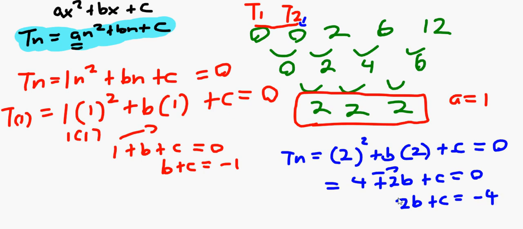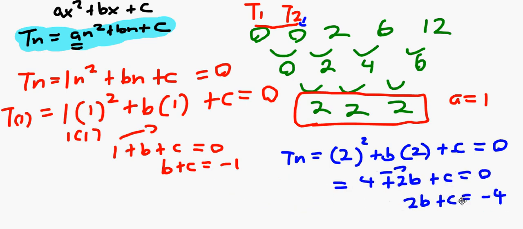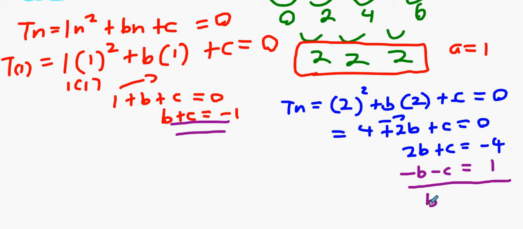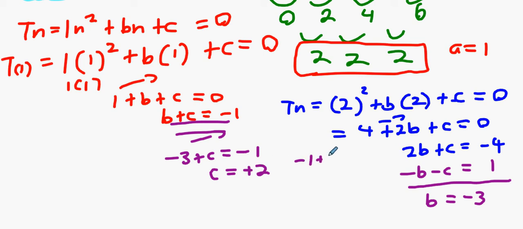Now, you have your simultaneous equation set up now, don't you? So what can I do with the bottom equation? The red one. Multiply by minus 1. And what do we get then? b equals minus 3. But you know b plus c equals minus 1. So what does that mean? c has to be equal to minus 1 plus 3, which is 2.